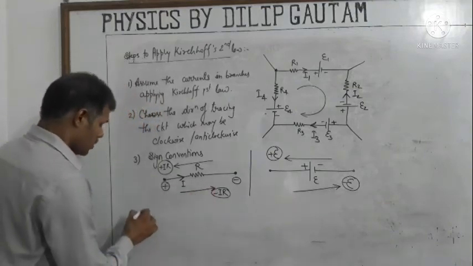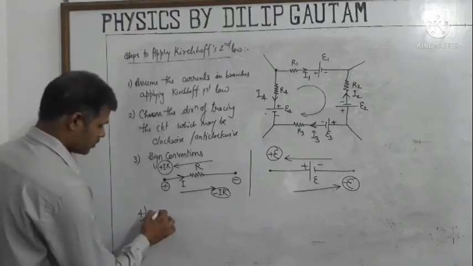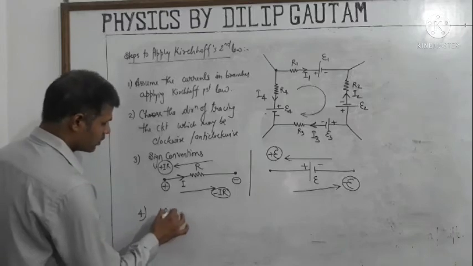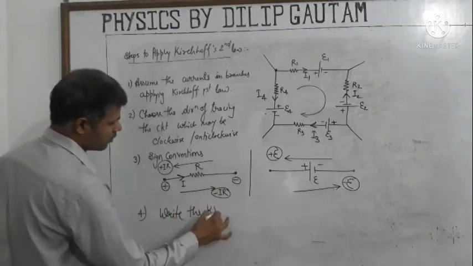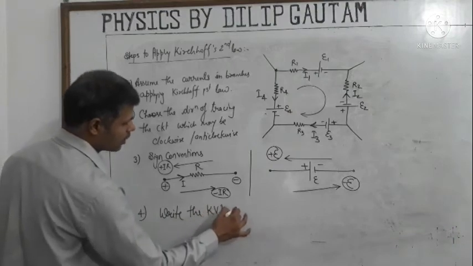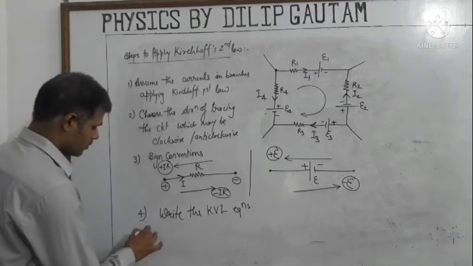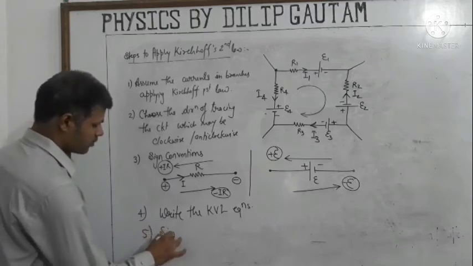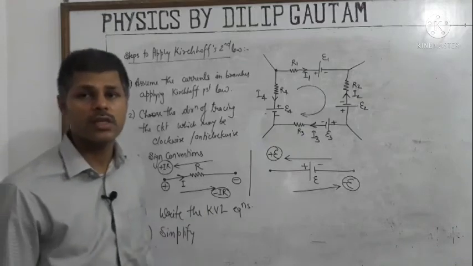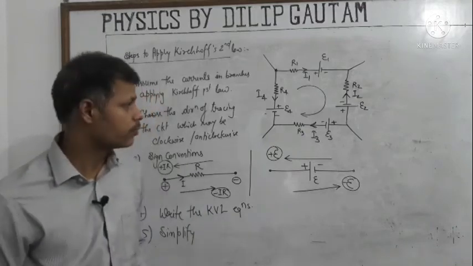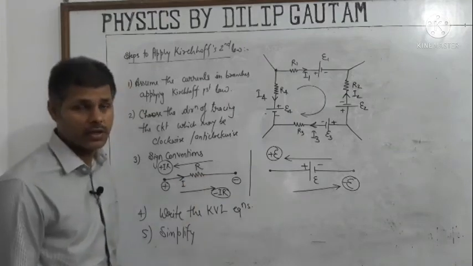Now after this, we will write the KVL equations. Following these sign conventions, we will write the KVL equations, that is the Kirchhoff voltage law, the second law equations. Then simplifying these equations, we will get the required answer. So we understand how to write the KVL equations.